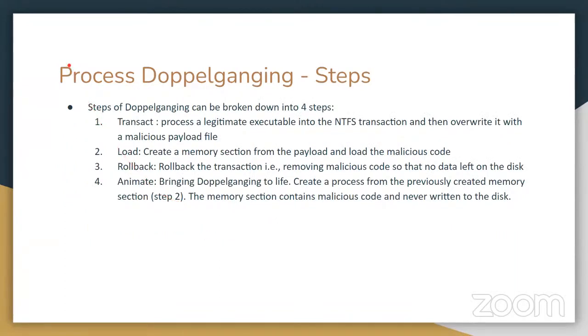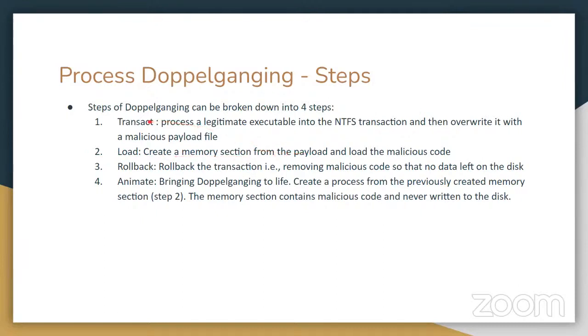Process doppelganging is broken down into 4 steps: transact, load, rollback, and animate. In the transact section, we are going to open our legitimate file for the transaction, and then we will write our payload into that transacted file. After that, with the help of that transacted file, we will create an image section. And once we have created the image section, we do not need that transacted file.